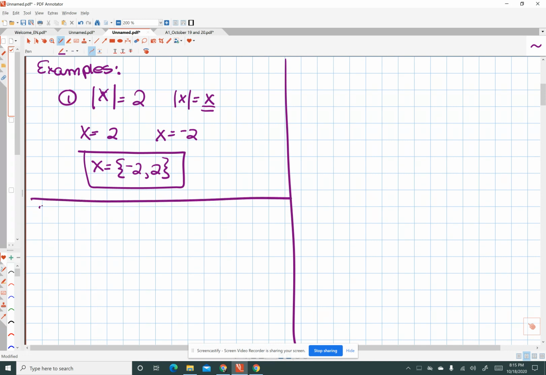Let's do another one. Let's say the absolute value of m equals 14. So we know that the absolute value of m is m. So we will have m equals 14 and m equals negative 14, because both of those are 14 units from 0. So our final answer represented as a set is negative 14, 14.